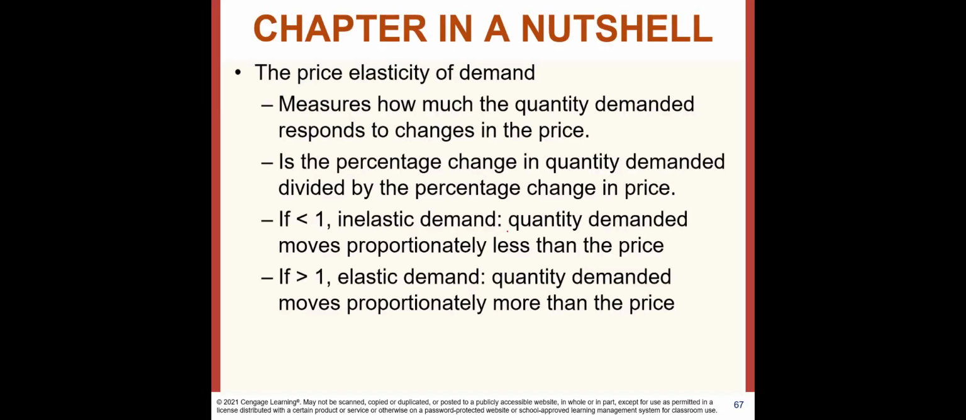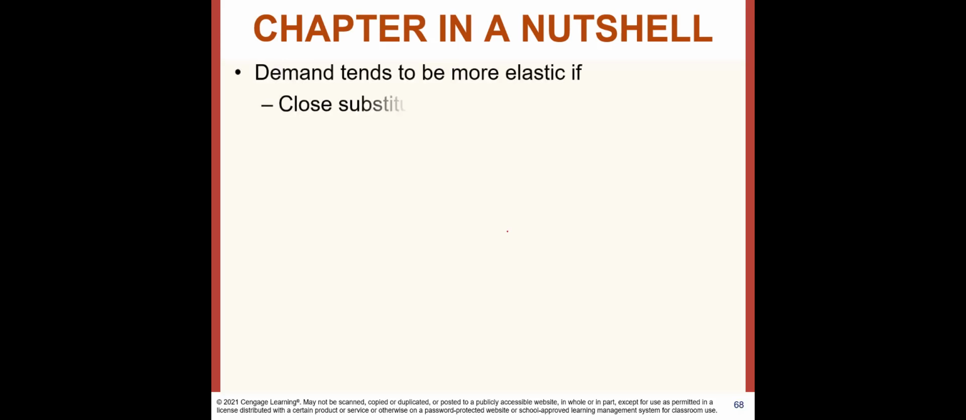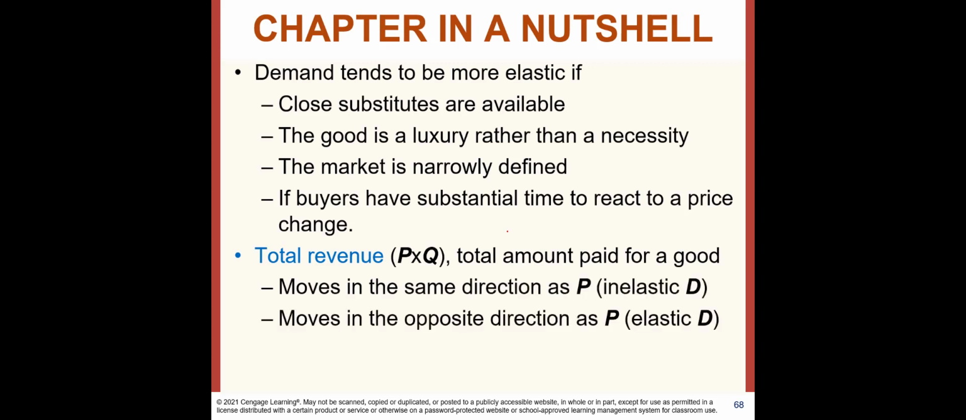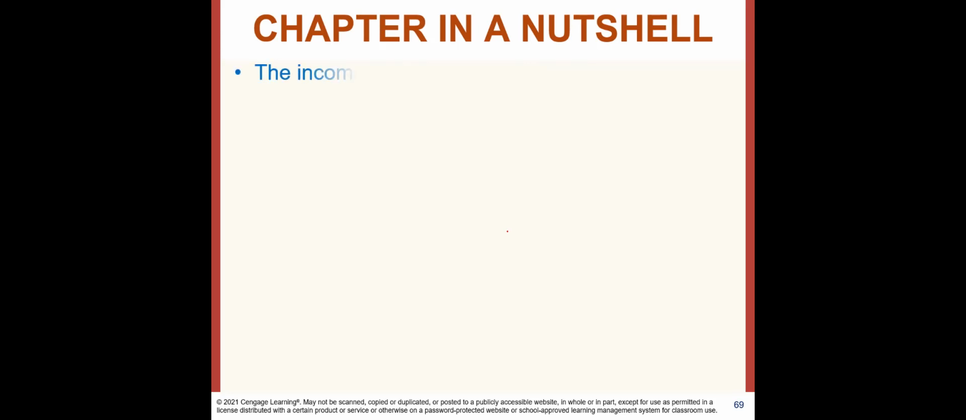And this is the summary. The price elasticity of demand measures how much the quantity demanded responds to changes in price. It is the percentage change in quantity demanded divided by the percentage change in price. Less than 1, it's inelastic. More than 1, it's elastic demand. Demand tends to be more elastic if there are close substitutes, if the good is a luxury, if the market is narrowly defined, and if buyers have substantial time to react to price. Total revenue is P times Q. It moves in the same direction as P if demand is inelastic, and in the opposite direction as P if demand is elastic.